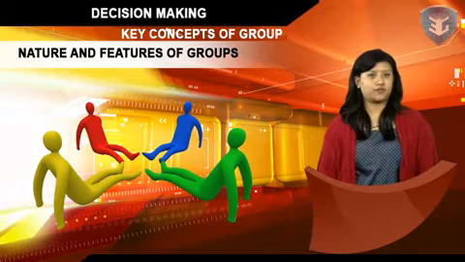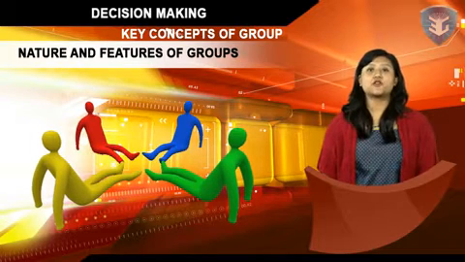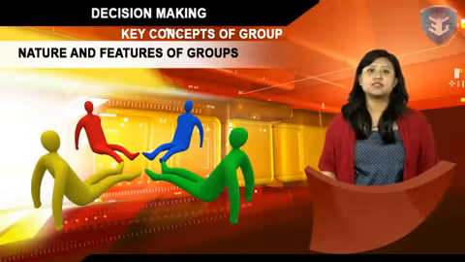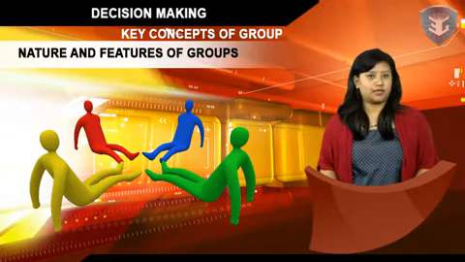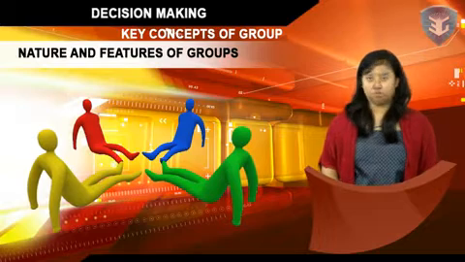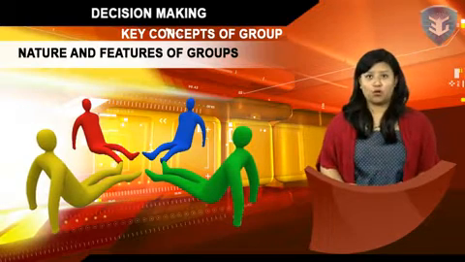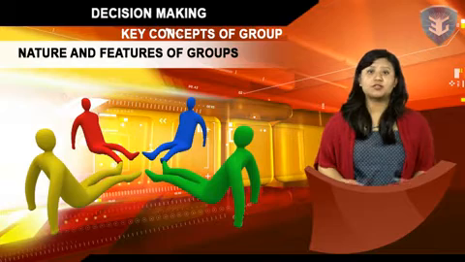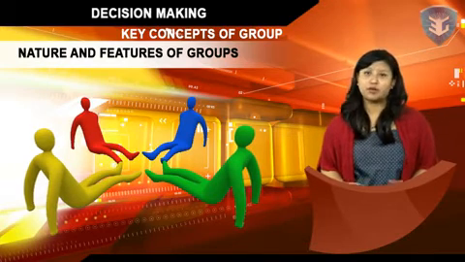Nature and features of groups. A group consists of individuals who perceive the existence of a group and their membership in it, and it is formed to achieve certain goals. It means a basic common motivation. A group can be small or large. As a small group increases in size, it reaches some upper limit and becomes a large group.